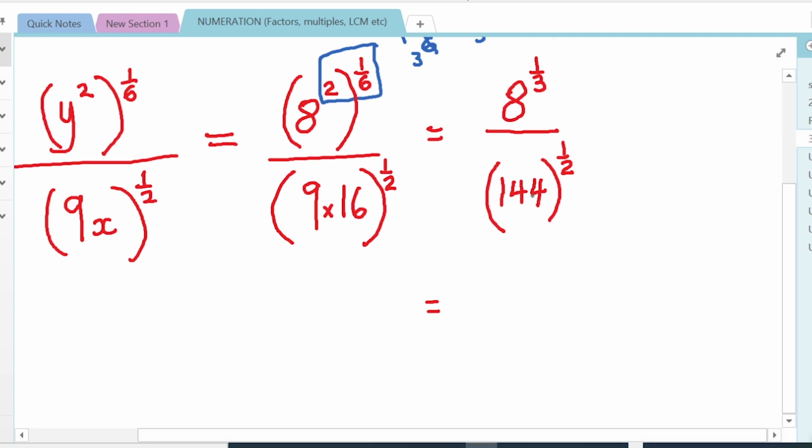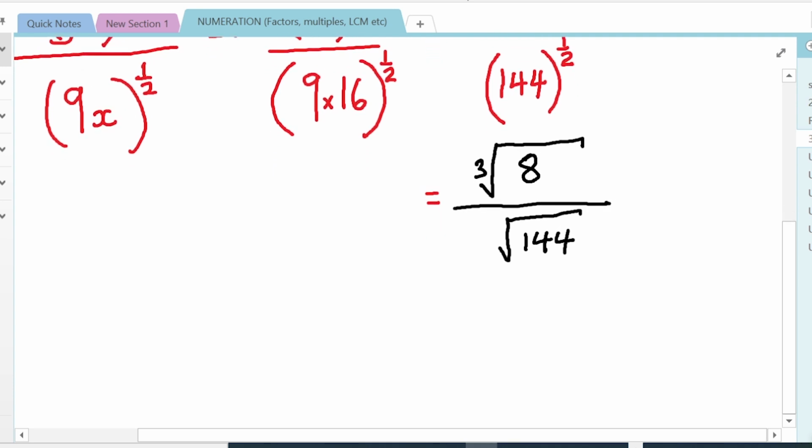Now this 144 to the power half, this is like saying, okay, let me put it here. 144 to the power half is the same as saying square root of 144. So this is the same as also saying, on top, the third root of 8, divide that by the bottom, which is the square root of 144. Now, those are laws from your topic of indices. So let's try and find the third root of 8.